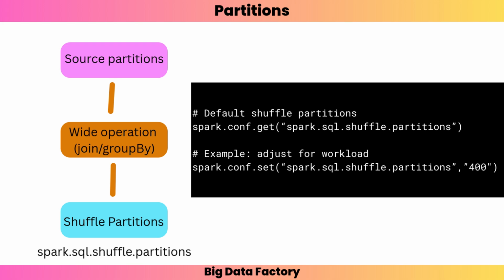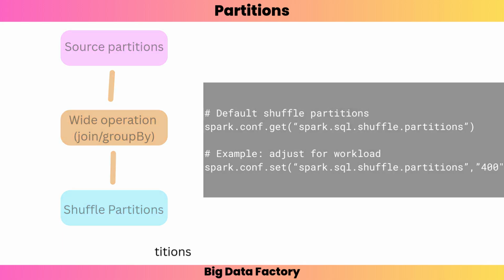Common patterns I see: shuffle partitions left at default while data and clusters scale massively. 200 shuffle partitions on terabytes of data is under partitioning, and 2000 shuffle partitions on tiny data is overhead. So Spark 3 AQE, adaptive query execution, can help adjust shuffle partitions at runtime, but it's not magic. You still want a sane starting point.